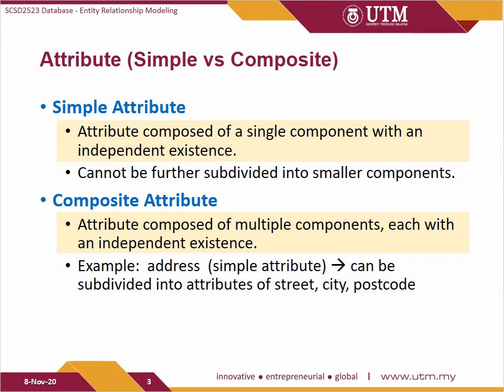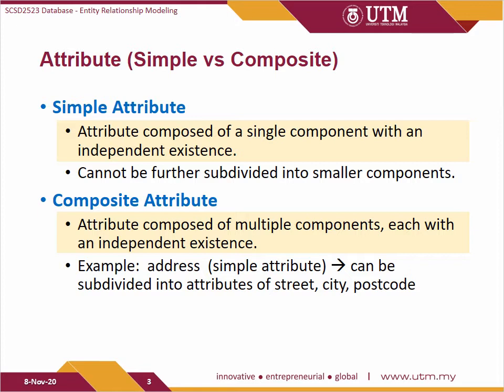There are 5 types of attributes, which are simple attribute, composite attribute, single valued attribute, multi-valued attribute, and derived attributes. Simple attribute is an attribute composed of a single component with an independent existence. It cannot be further subdivided into smaller components, for example, magic number.